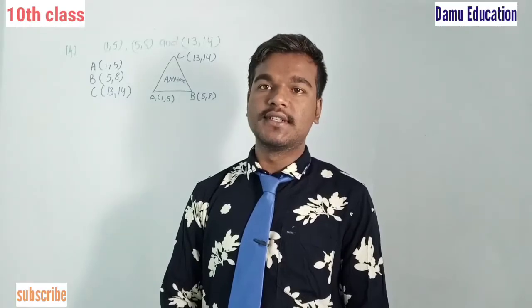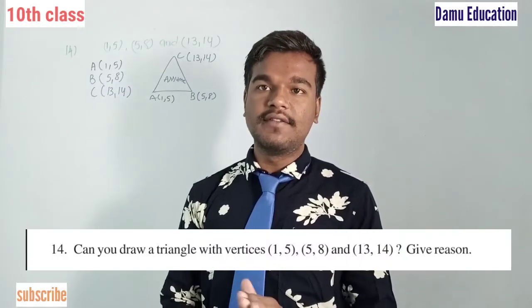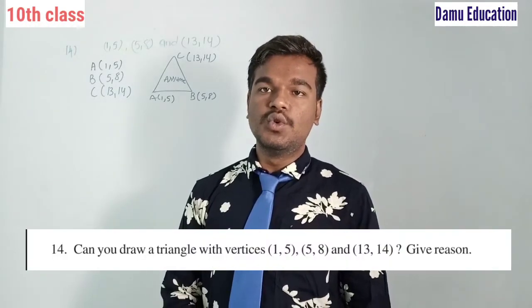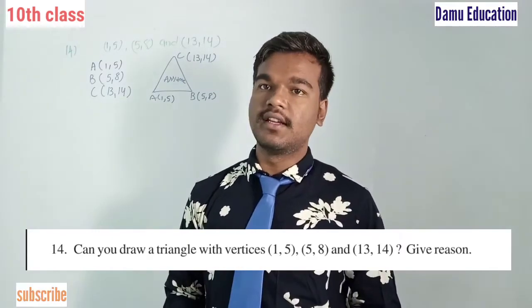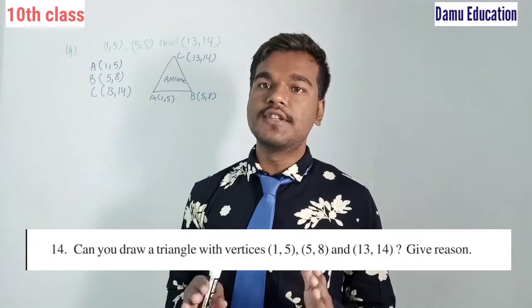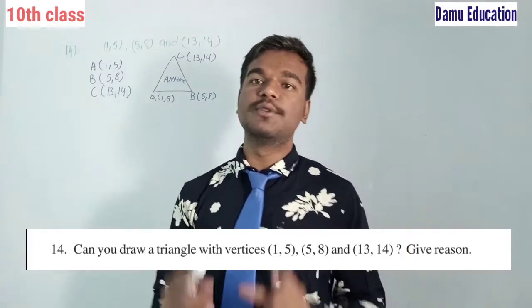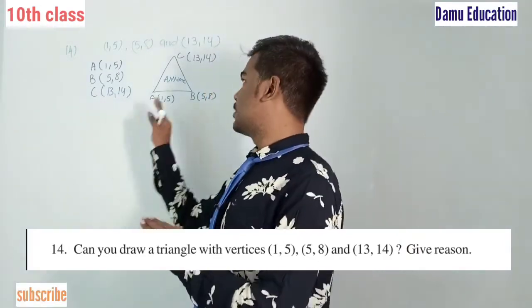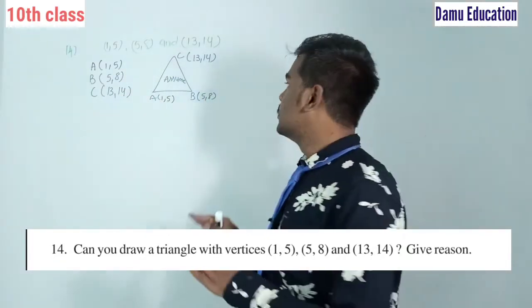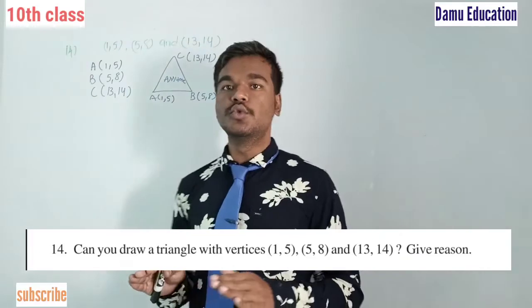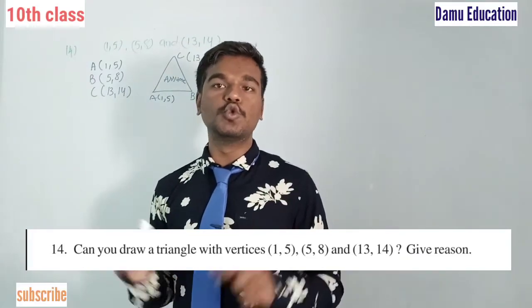We are going to discuss the 14th question. They have given three points. Is it possible to form a triangle with the given points or not? First of all, we are going to find the distance between two points. Let us assume a triangle exists with the given coordinates. Based on that, we will calculate the distances between the points.